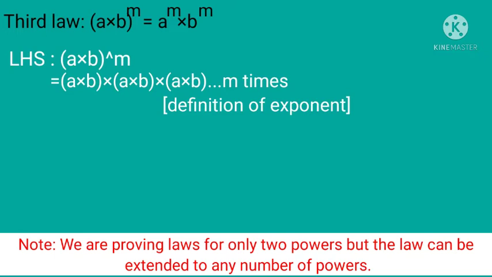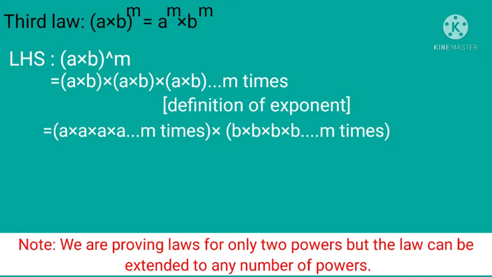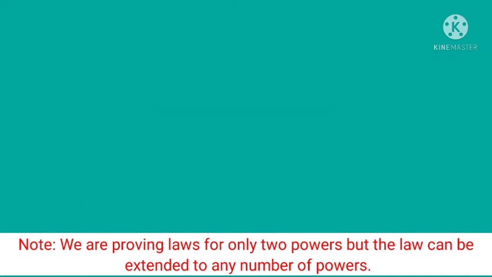a into b multiplied by a into b multiplied by a into b up to m times using the definition of exponent. Now we can write this as a product: a into a into a up to m times multiplied by b into b into b up to m times. Thus, using the definition, we can write the first term as a to the power m and the second term as b to the power m with a product sign in between, which is our RHS. Hence, the third law of exponents is proved.